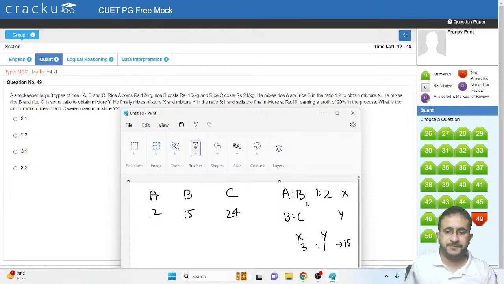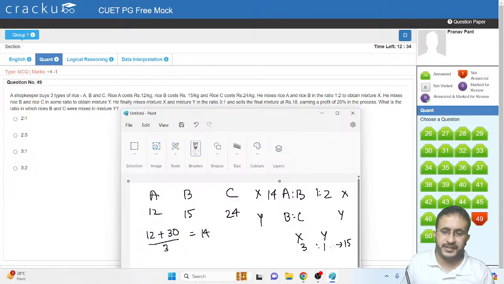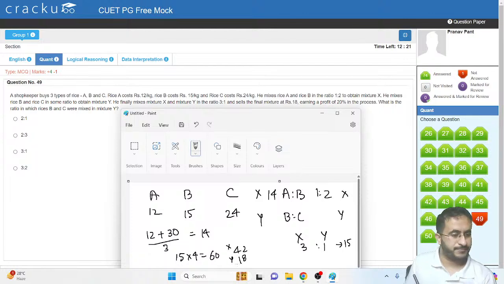So A and B, if we make 1:2, so A is 1, and if you make B 2, then 30 divided by 3 kgs, so 42 by 3 is 14, the value of x is 14. Now x and y in 3:1 gives 15, so the total cost of this is 15 into 4, 60. x is 3 kgs, so 42, the weight of x is 3, so the total should be 60, y would be 18. The total is 60 rupees for 4 kg, the total cost is 60, so y is 18.